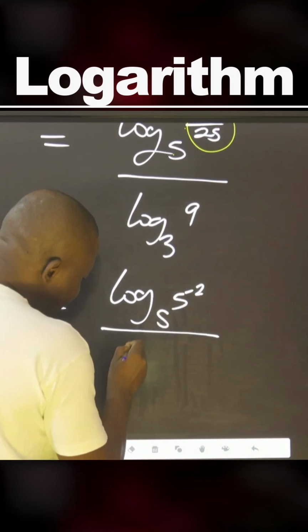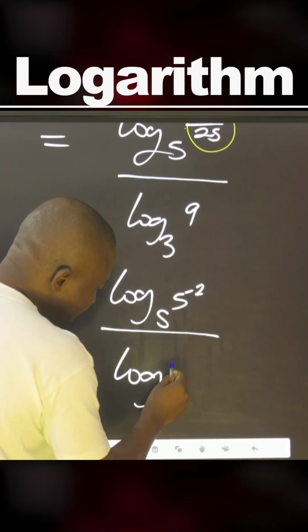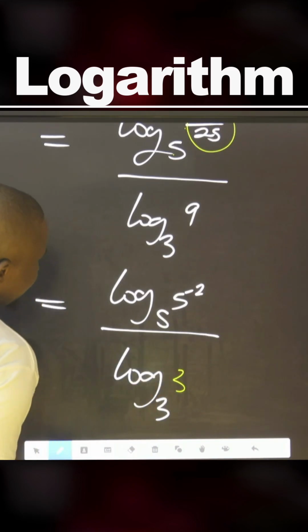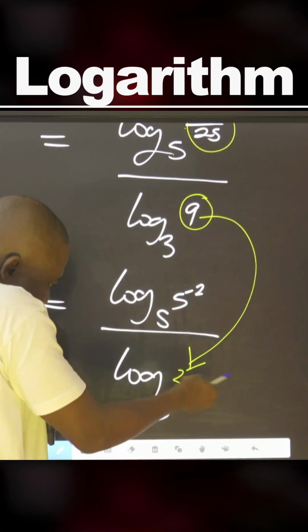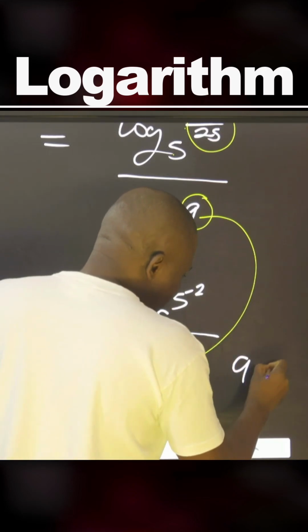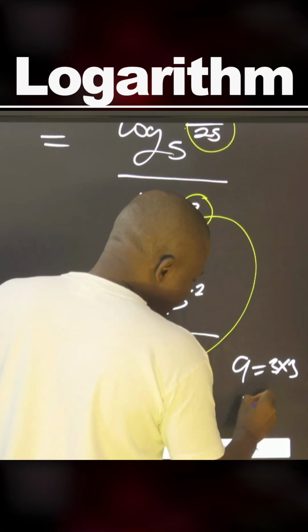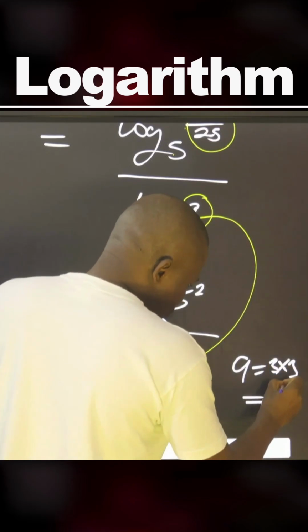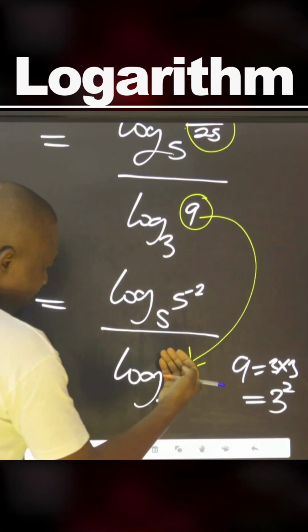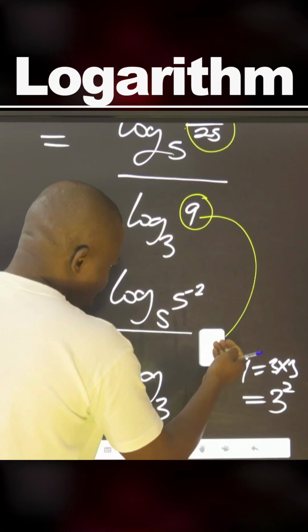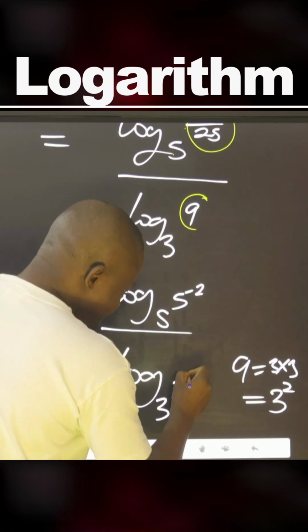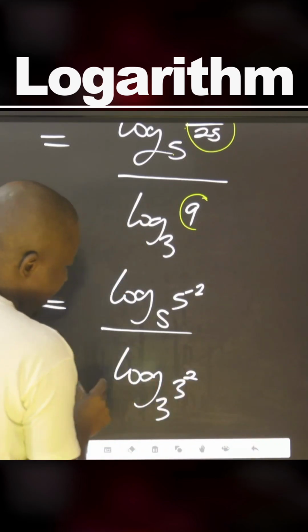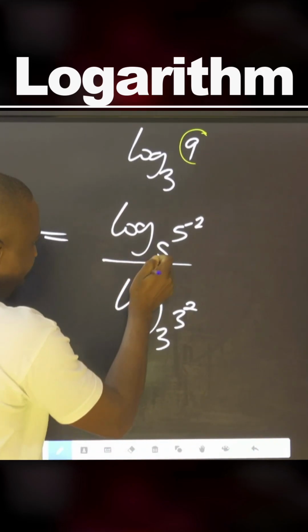We want here to be 3. How can we bring this to have 3? 9 means 3 multiplied by 3. How many 3s? 2 3s. We put it here. It means, therefore, we can come here to say 3 raised to power 2. Okay? Now, we have 5 here.